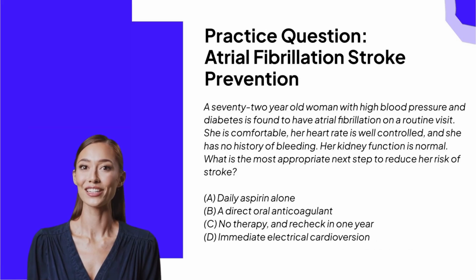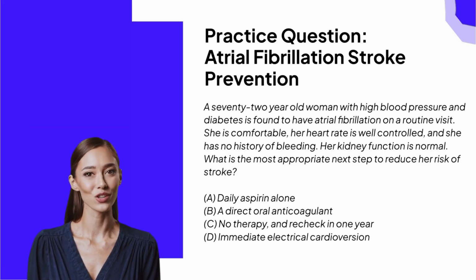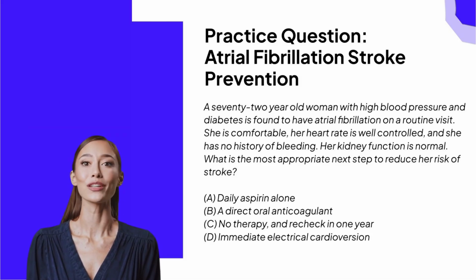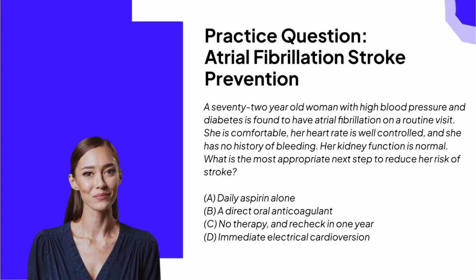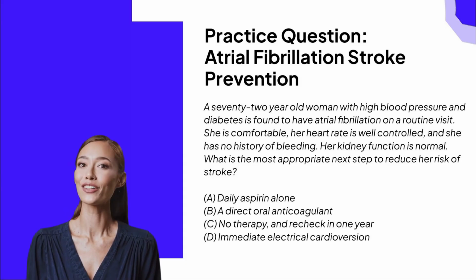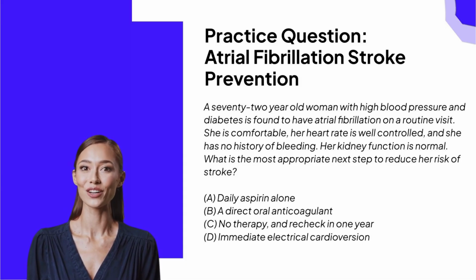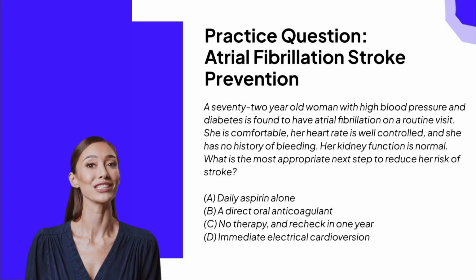Here is our second practice question, testing a high-yield protocol. A 72-year-old woman with high blood pressure and diabetes is found to have atrial fibrillation on a routine visit. She is comfortable, her heart rate is well controlled, she has no history of bleeding, and her kidney function is normal. The question asks for the best next step to reduce her stroke risk. The key is to estimate her stroke risk, then match therapy to it. Read the choices, pick your answer, and we will walk through the reasoning next.